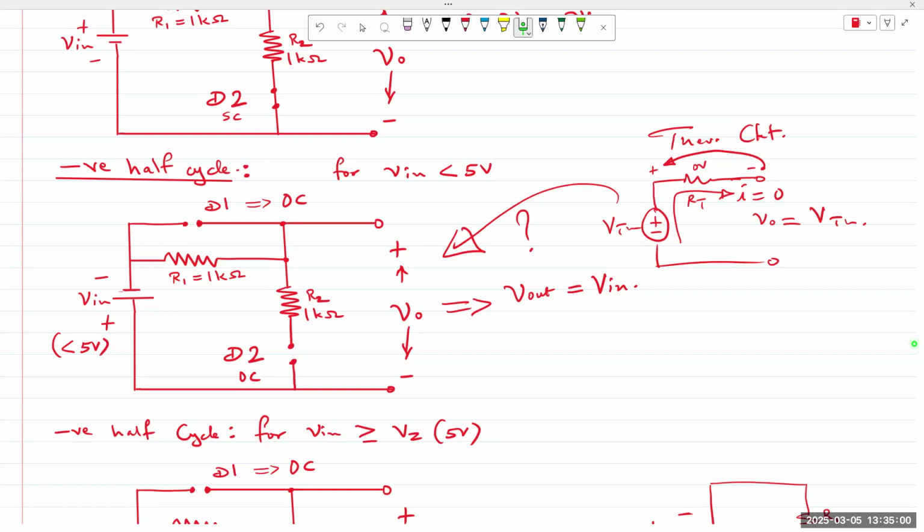Make sense so far? Questions? Any questions?